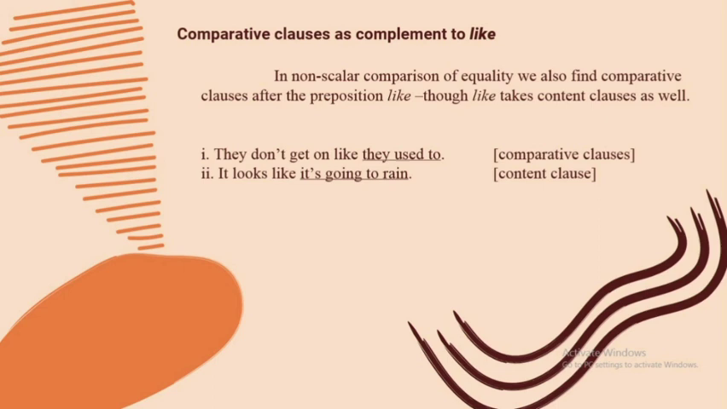And then the content clause construction in 2 most often occurs after look or sound, and the meaning is similar to that with appear plus content clause: it appears that it is going to rain. Unlike they used to in 1, it's going to rain is not reduced.